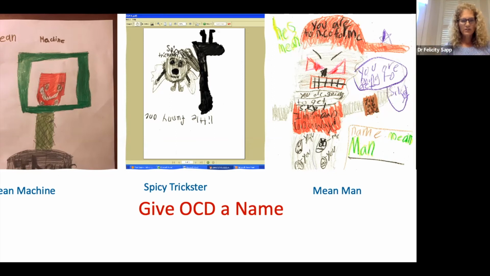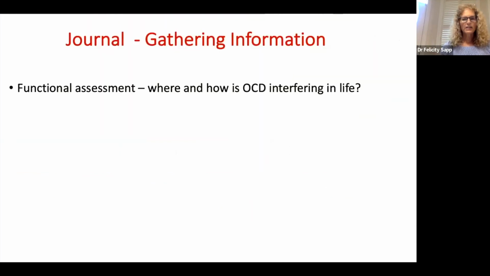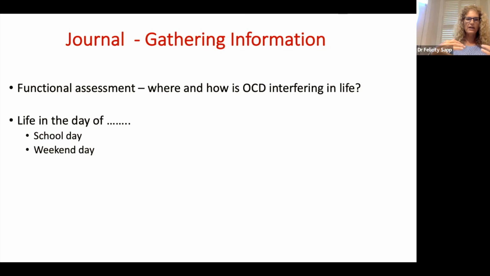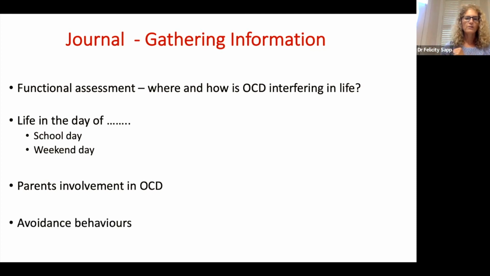So once we have given OCD a name, the second tool that we need is the journal. And this is really an opportunity where you, as the therapist, get to do your functional assessment. So where is OCD bothering them? How is OCD interfering in their life? Often what I get people to do to understand that is to look at the day, starting from the beginning of the day and going to the end of the day. How did OCD bother you? We want to look at how parents are involved in the OCD, and sometimes I get them to actually journal their own involvement. And then also anything that the child avoids is going to be in that journal.